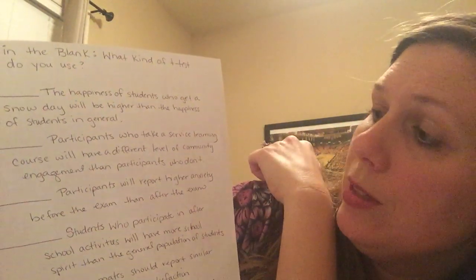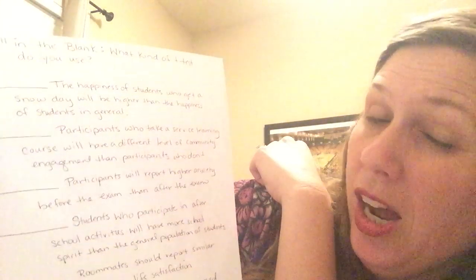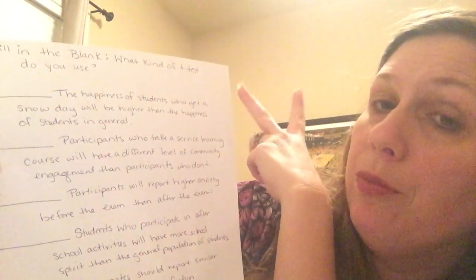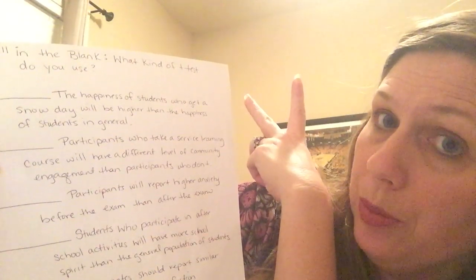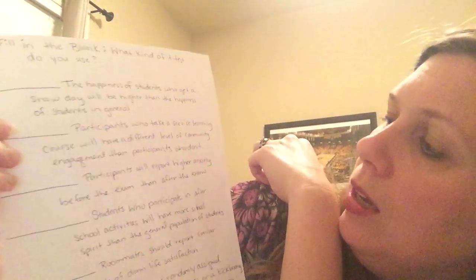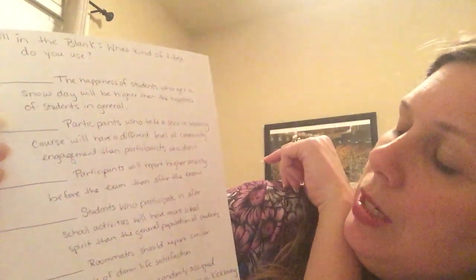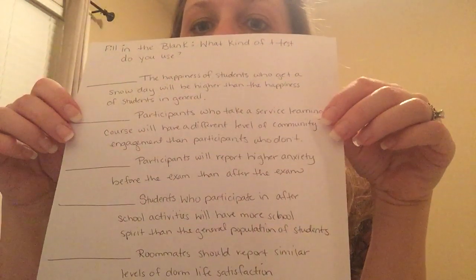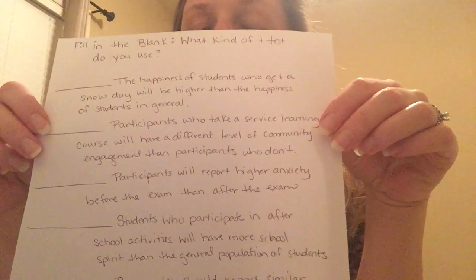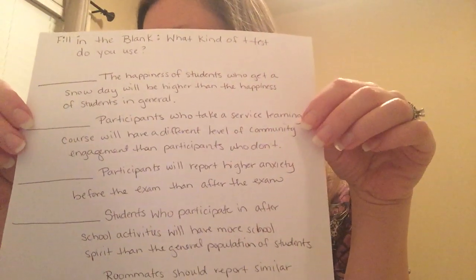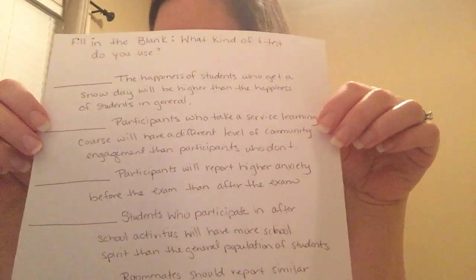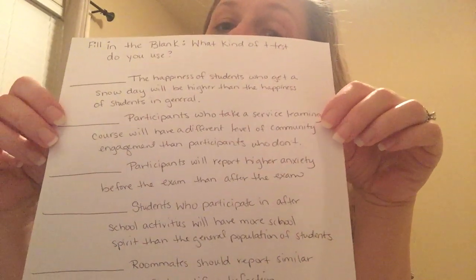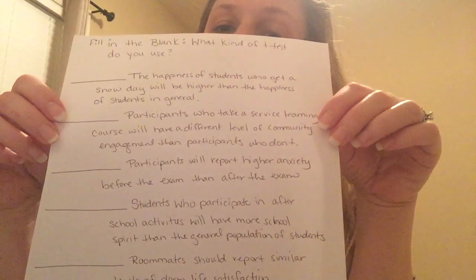The reason is that you've got participants who are taking a service learning course versus participants who are not. So you've got two different groups of participants, two different samples that are being compared here. So that one's independent. The next one is participants will report higher anxiety before the exam than after the exam. This is a dependent t-test because it's a before and after scenario. You're comparing before scores to after scores. That's dependent. I'll write these all in a minute.